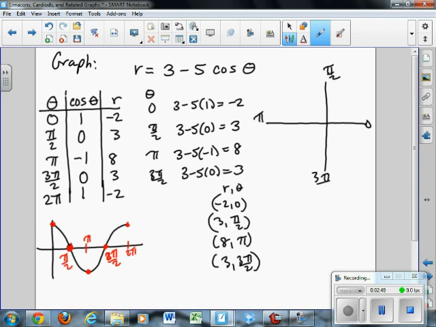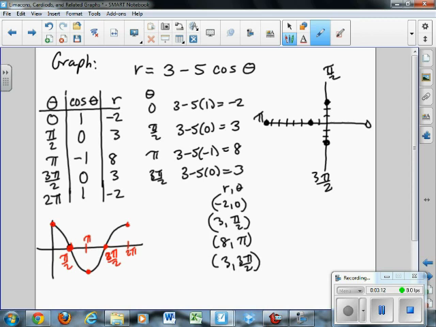So (negative 2, 0) would be 2 in the opposite direction from 0. (3, pi over 2) would be 3 in the direction of pi over 2. (8, pi) would be 8 in the direction of pi. So 1, 2, 3, 4, 5, 6, 7, 8. So here. And then (3, 3 pi over 2) would be 3 in the direction of 3 pi over 2.